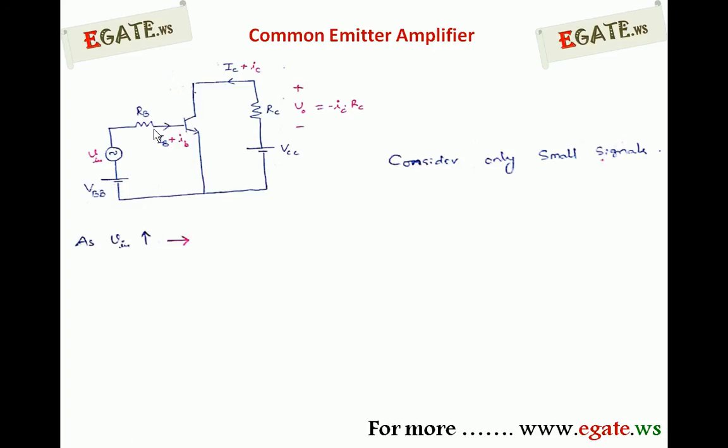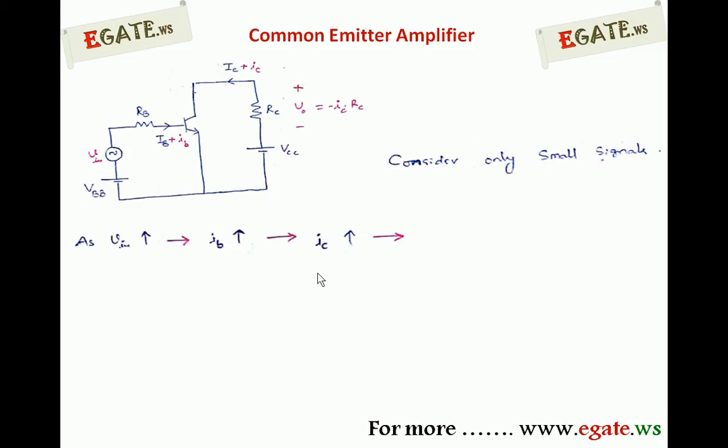As V input increases, at that time, this is an NPN transistor, base is of P type. So P side you are applying more positive, that makes the emitter base junction more forward bias. Whenever the emitter base junction gets more forward bias, this small IB will increase. When small IB increases, small IC increases by beta times. So small IC, the change in collector current, also increases.